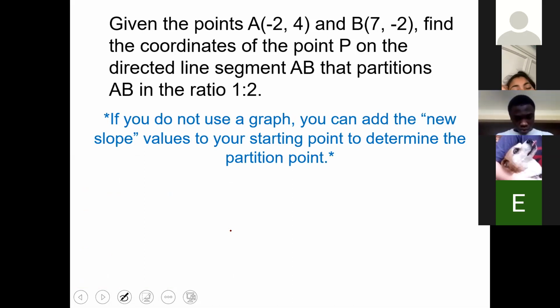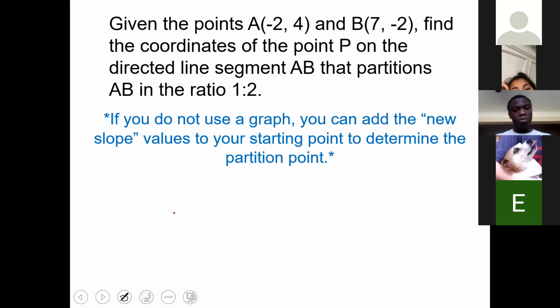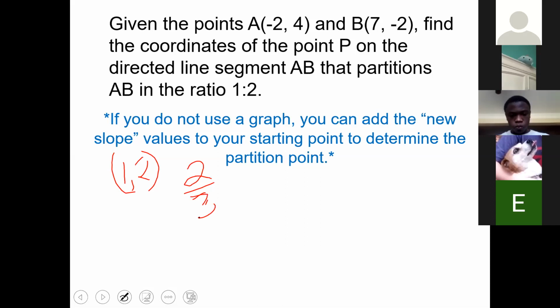And so we're trying to find that point, right, of a 1 to 2 ratio. 1 to 2. A is the 1, B is the 2. So right here is my new point that partitions this to be a 1 to 2 ratio. And that point is (1, 2). Do y'all see that? It's right there. 1 over, 1 up, 2. Now, let's just remember that (1, 2) is our point. Now, she says that if you do not use a graph, you can add the new slope. Remember, our new slope was 2 over 3, okay, to your starting point to determine the partition point.